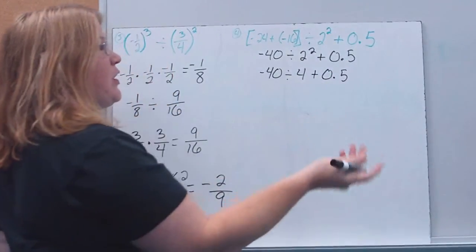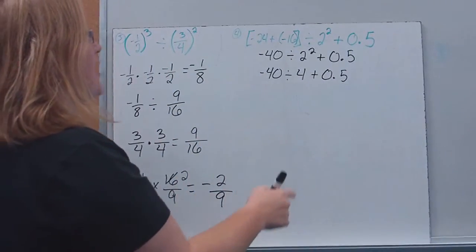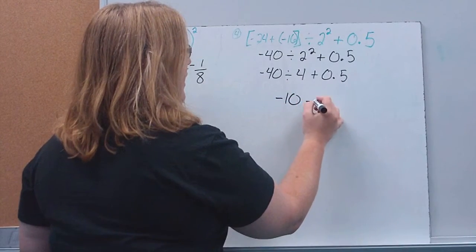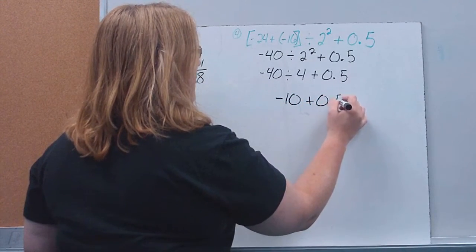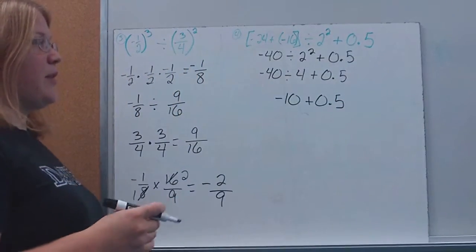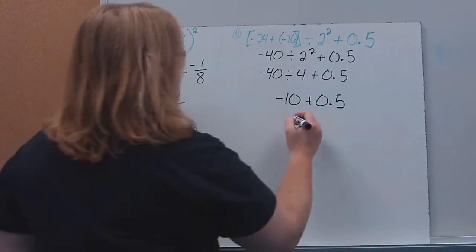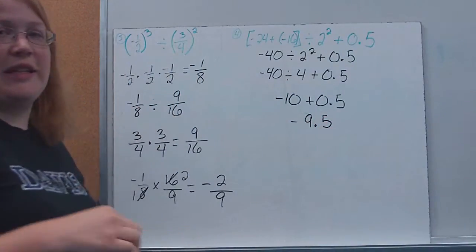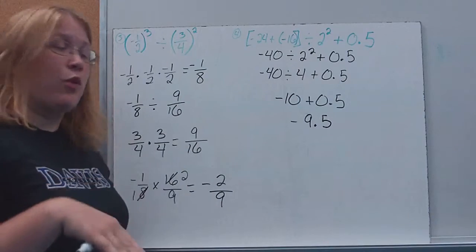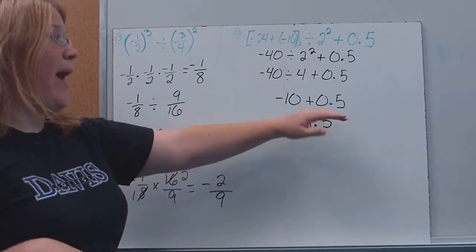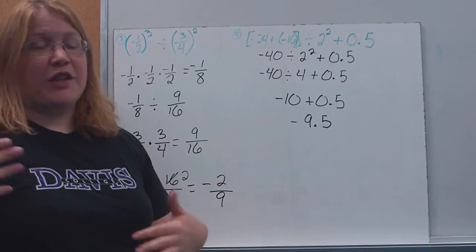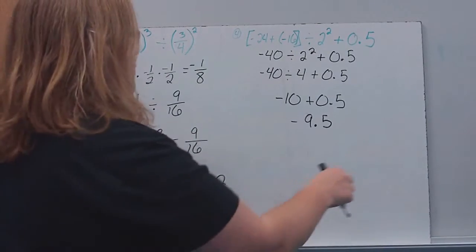Now I have division or addition. I want to do my division first. Negative 40 divided by 4 gives me negative 10. Negative 10 plus a positive 0.5 is going to give me a negative 9.5. And you'll notice that I didn't review all of our rules. Again, if you need more practice with the rules for adding or subtracting positive numbers and decimals or even fractions, you can go back and rewatch those videos.